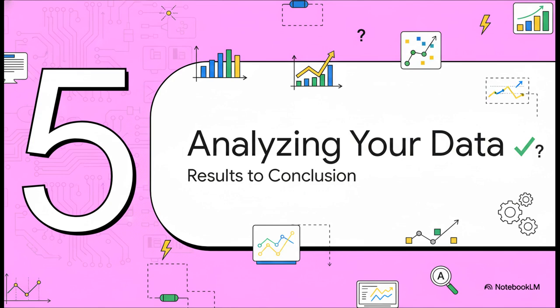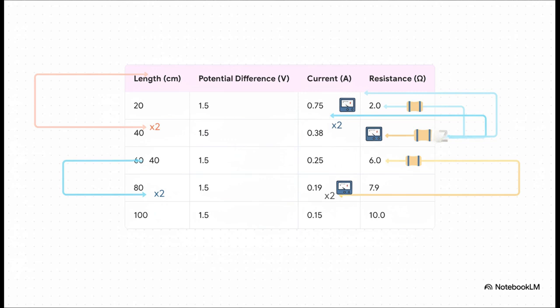Right, so you've done the hard work, you've got your readings, but now what? A table full of numbers doesn't mean much on its own. Let's look at how we turn those results into a proper, solid conclusion. Just take a look at this sample data for our wire investigation. See how we've calculated the resistance for each length?